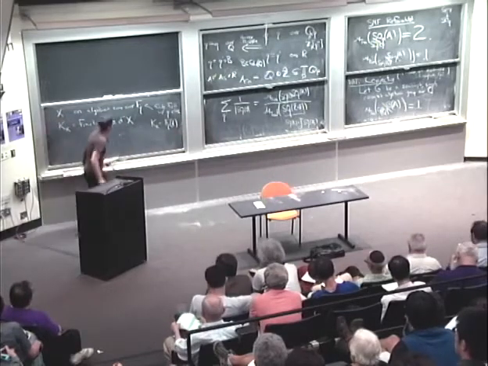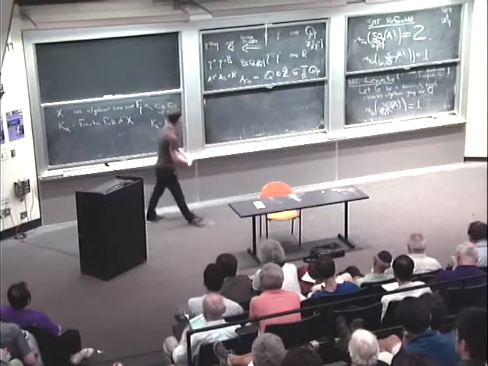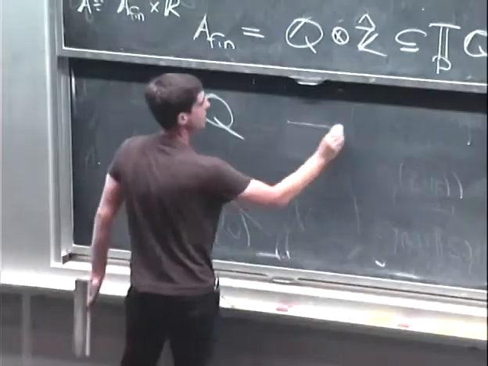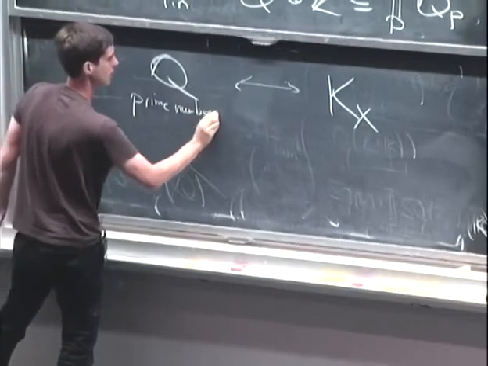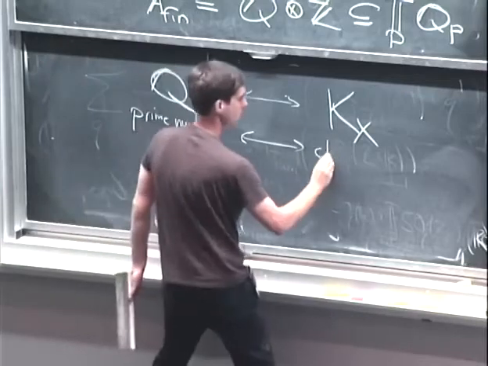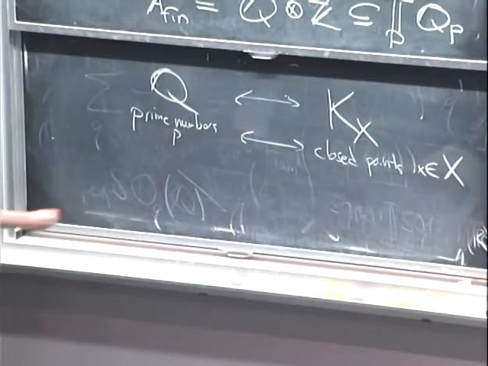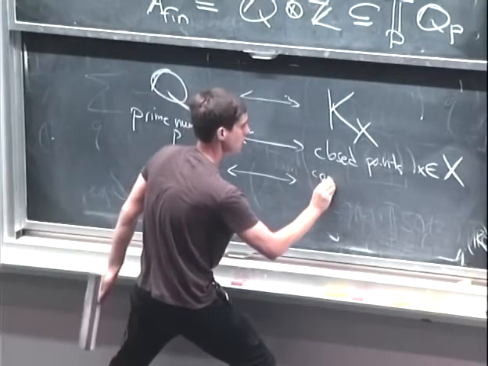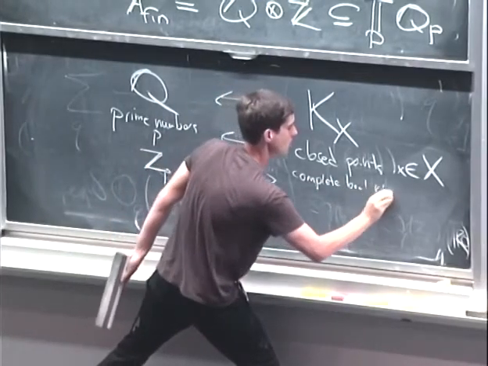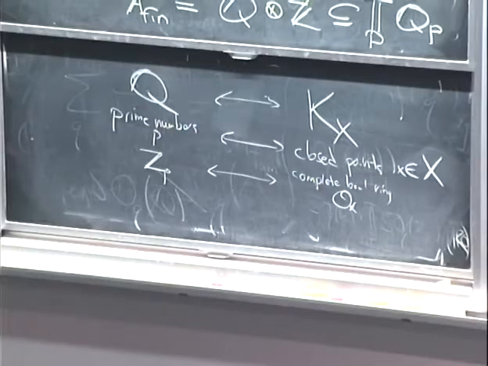Maybe I should just recall for you the dictionary by which you should think of this as analogous to the kind of questions that we were just discussing. The field Q is analogous to this fraction field K_X. And prime numbers p are analogous to closed points, little x, inside this algebraic curve. The analog of the p-adic integers on this side is the completed local ring of X at the corresponding closed point. This is a complete local ring, which I'll write as O_x. And this is always non-canonically isomorphic to a power series ring in one generator over a finite field.